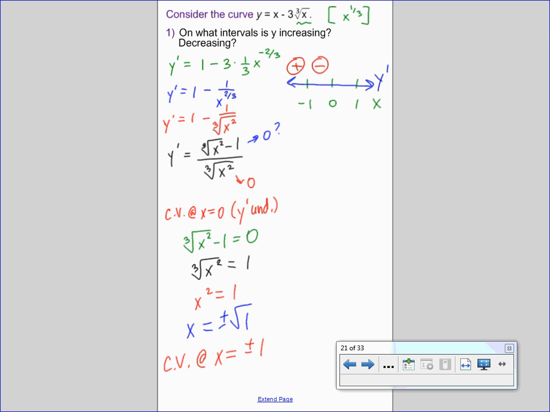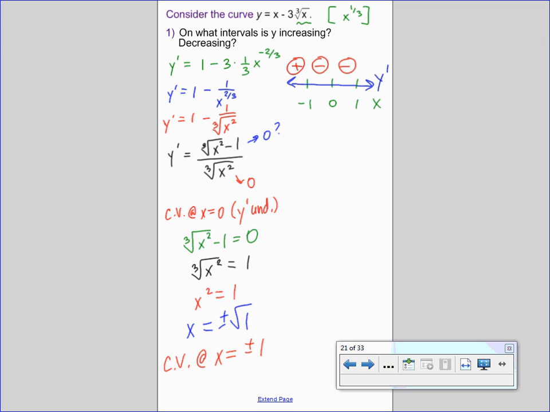A convenient value to the right of x equals 0, but before x equals 1, is positive 1/8. So positive 1/8, cube root is 1/2, squared is 1/4, 1 minus 1 over 1/4, 1 minus the reciprocal of 1/4, 1 minus 4. I get negative again. Are you guys getting that? So I'm getting negative y prime up until x equals 0, and negative y prime after x equals 0, so I don't have a change in direction there.